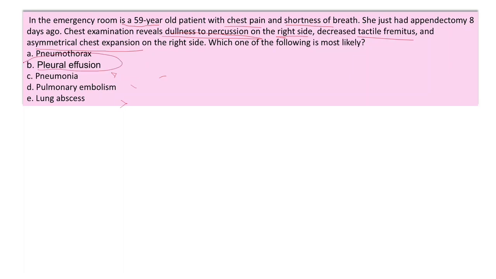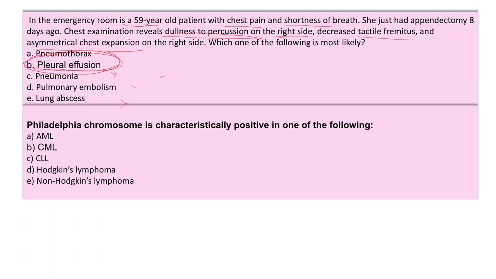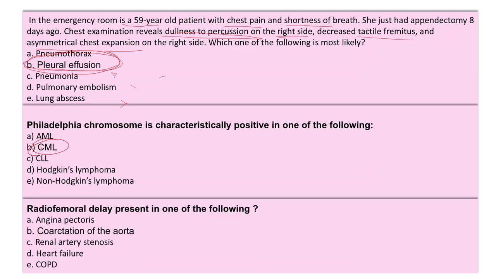Pleural effusion. Philadelphia chromosome is characteristically positive in one of the following. CML. Radiofemoral delay is present in one of the following. That is coarctation of aorta.